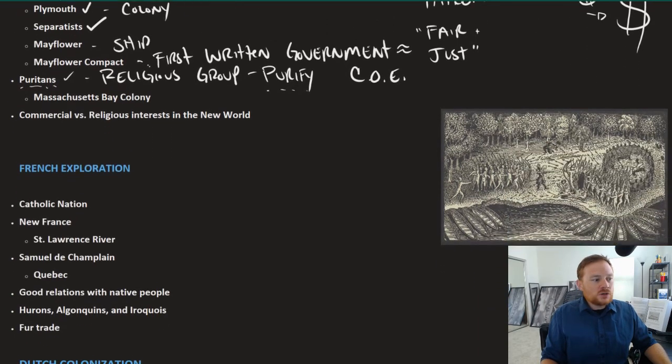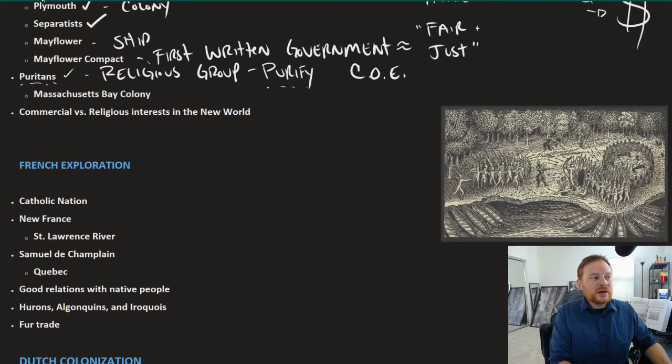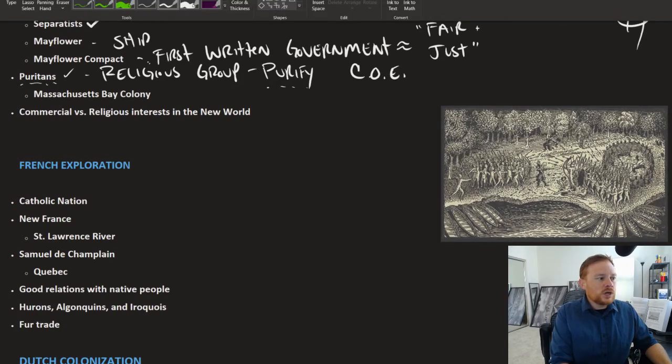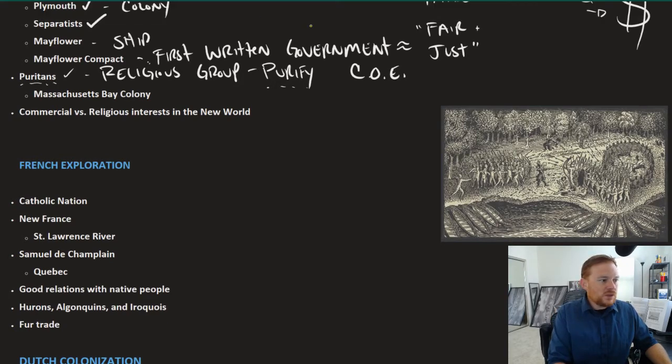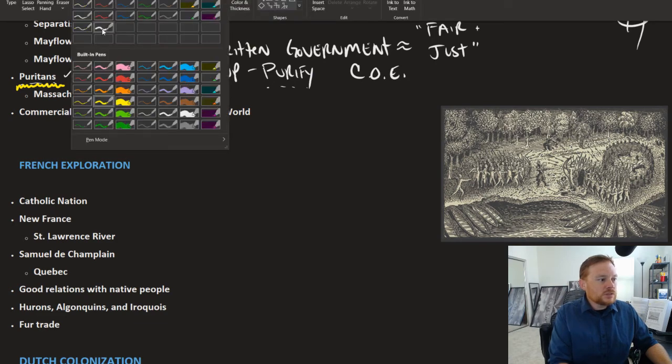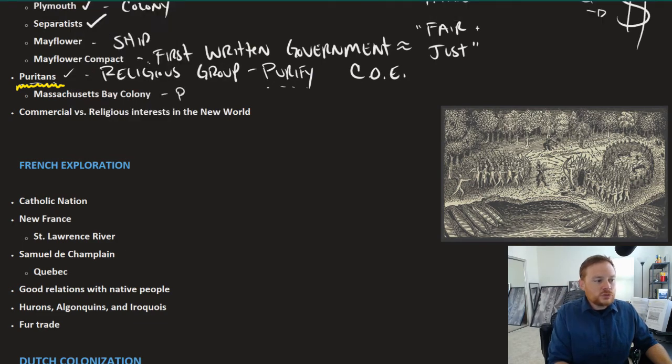The Puritans are much larger in number and, in fact, more important. The Pilgrims, that's the story of the first Thanksgiving, et cetera. We may have heard of Plymouth Rock and the Mayflower. Historically speaking, though, the Puritans are far more important because they come in much larger numbers. And the Puritan colony, instead of being Plymouth, is Massachusetts Bay. So this is the Puritan colony, right?